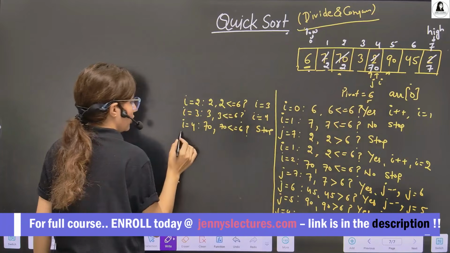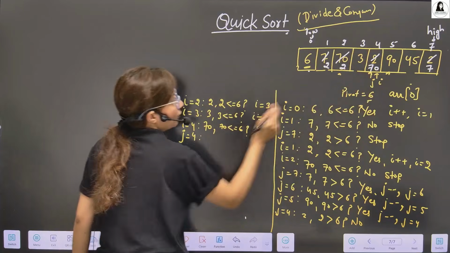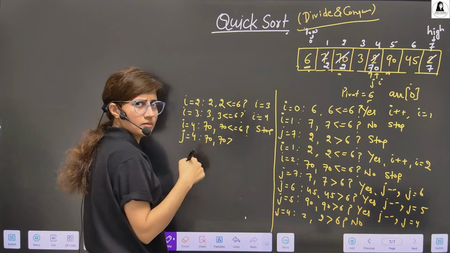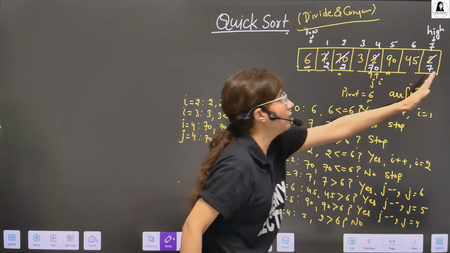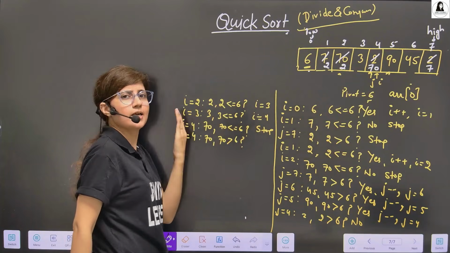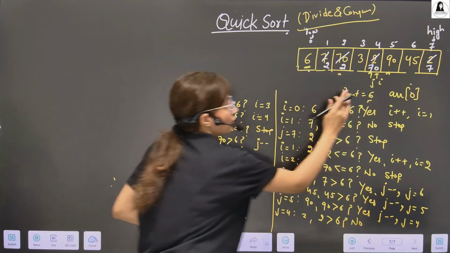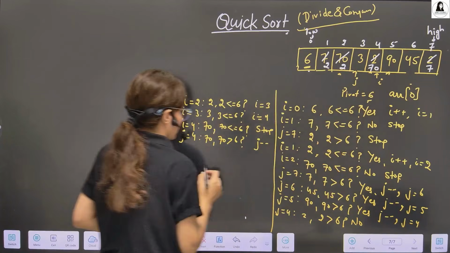I is here. Now check with J. J is also 4. At 4 I have 70. Is 70 greater than 6? Yes. While moving from this to this, we check: if the element is greater, keep moving this side. Yes, it's greater. Keep moving this side means J minus minus. So now I is here, J is here.